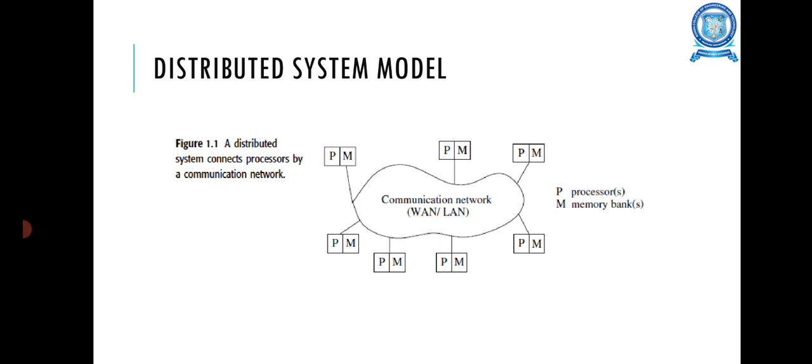Here the processor and memory bank are connected. P means processor, M means memory bank. These are all interconnected through a network called WAN or LAN. This is a distributed system that connects processors by using the communication network. This is the system model used in the distributed system.